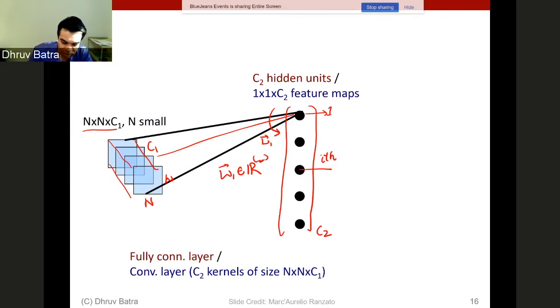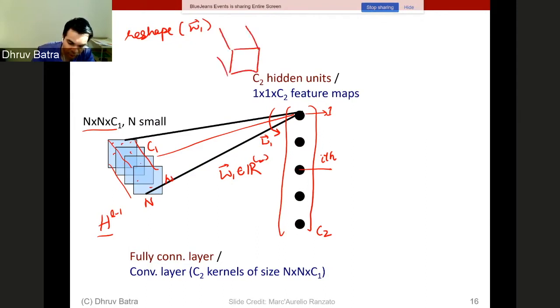The number of entries in W1 is n square C1 because there's that many edges that go out to every single pixel in this tensor. And so what we can do is, instead of reshaping HL minus 1, we will reshape W1 to be the same size as the input. So I can reshape this into n by C1, and that's this entry right here. So this is the reshaped W1, and it is the same size as HL minus 1.